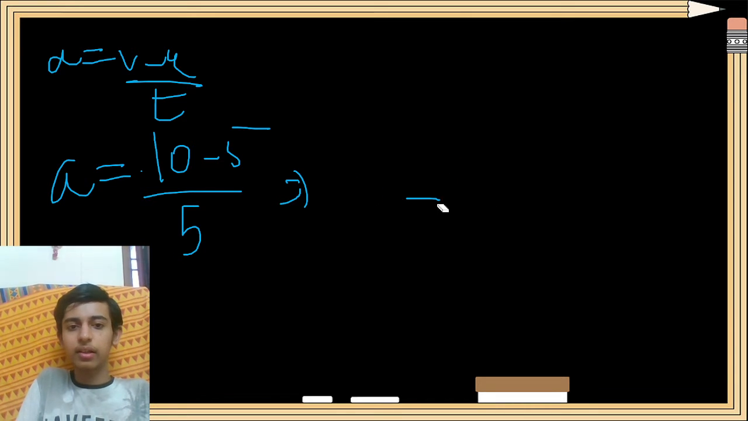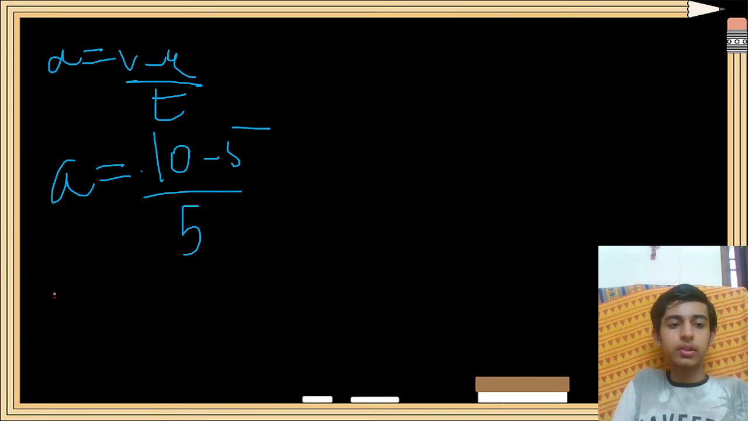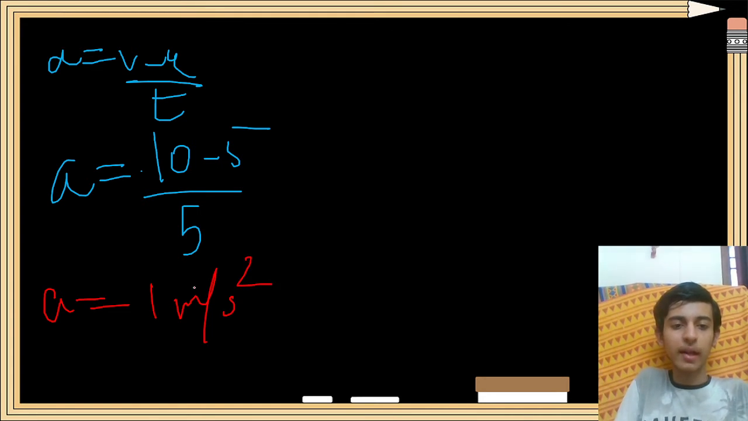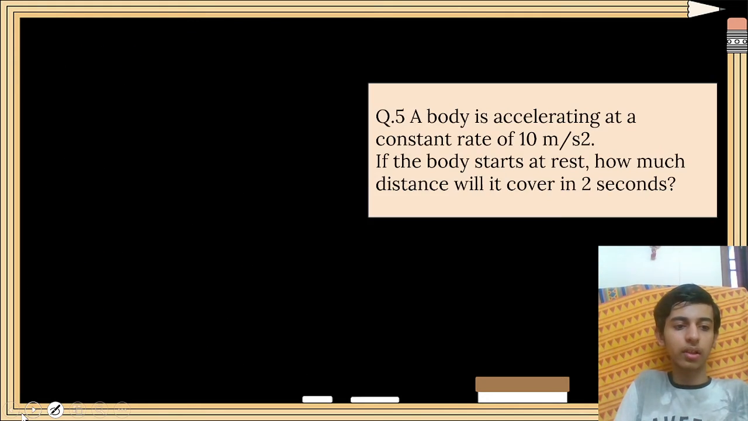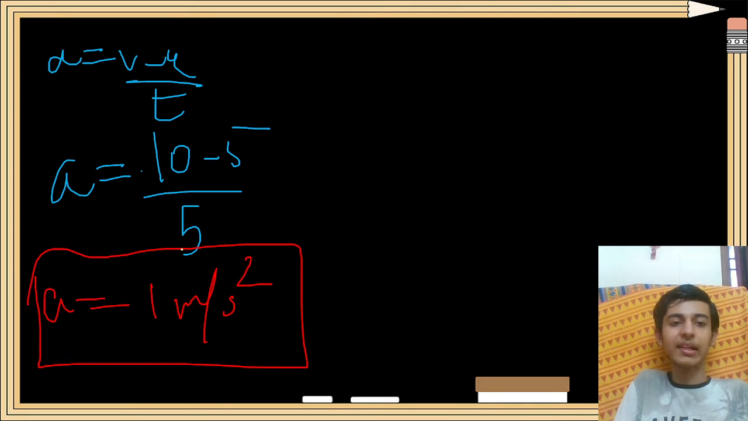So you will be getting that your acceleration is 10 minus 5, let me write it here so that in the distance traveled we can get some space. Your acceleration is going to be 10 minus 5 is 5 upon 5, 1 meters per second square. Please remember the SI units I have already taught you. Now you're supposed to calculate the distance.